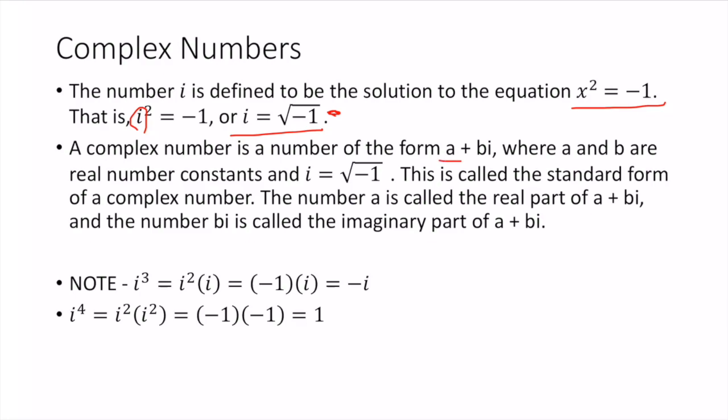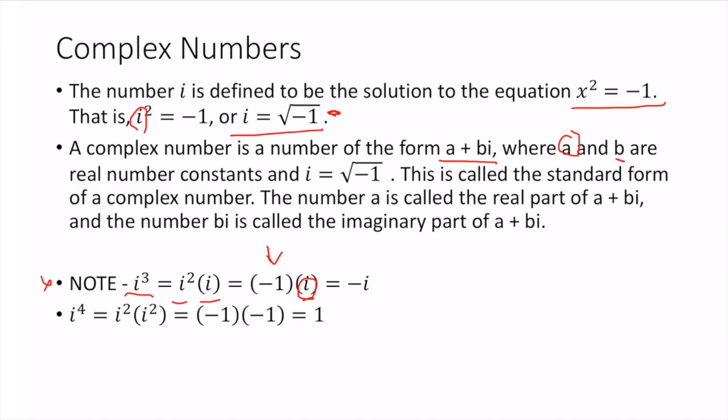They're in the form a plus bi. So a is just any old number, b is also just a number, but then we follow it by i. This is the standard form of a complex number. Just a note here: if we were to take i cubed, we could separate it into i squared times i. We know i squared equals -1, and we're still left with this i, so we would write it as -i.